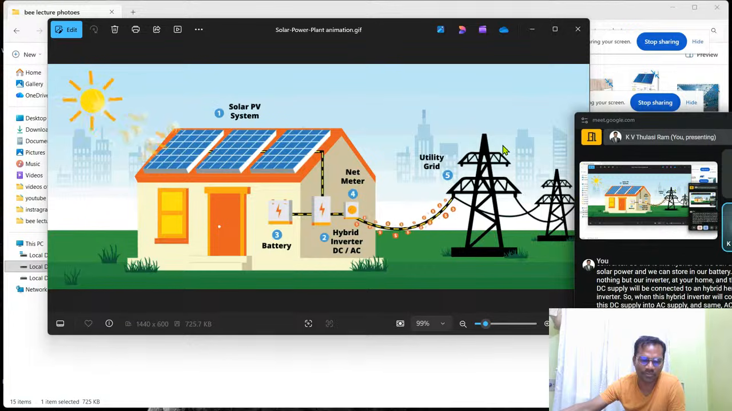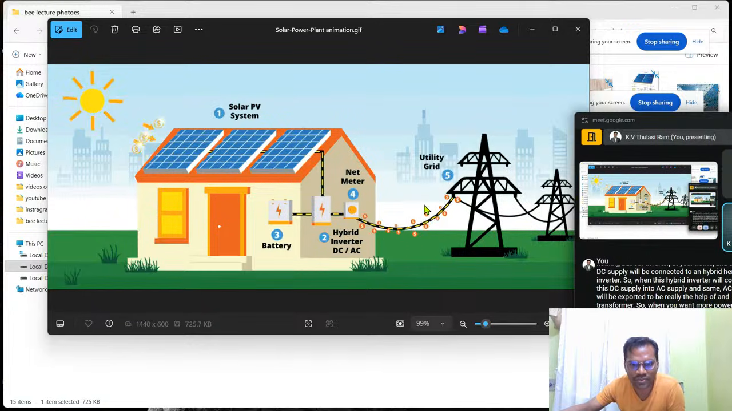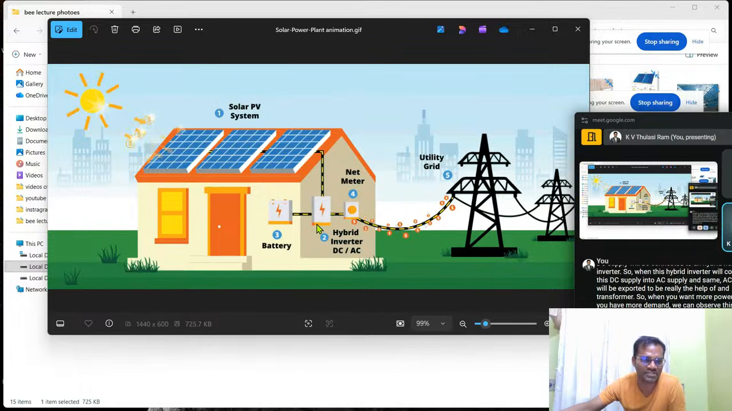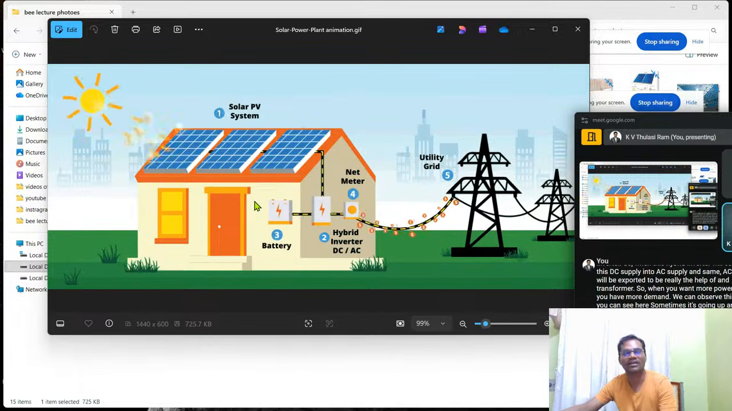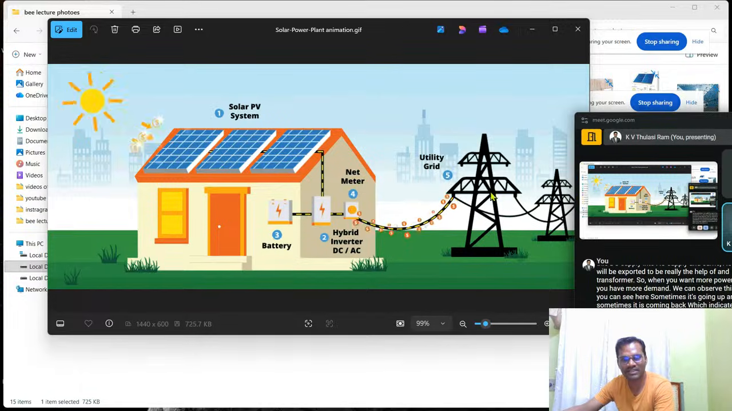So when you want more power, I mean we have more demand, we can observe this also. You can see here sometimes it's going up and sometimes it is coming back, which indicates that more solar radiation is there.